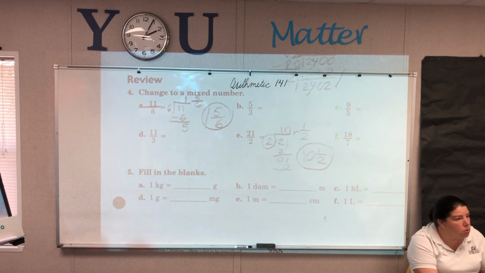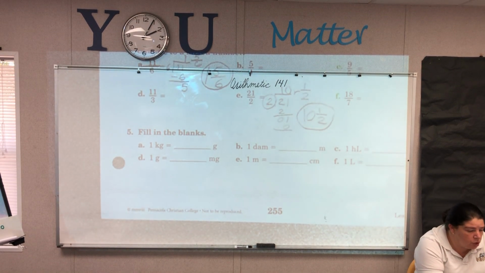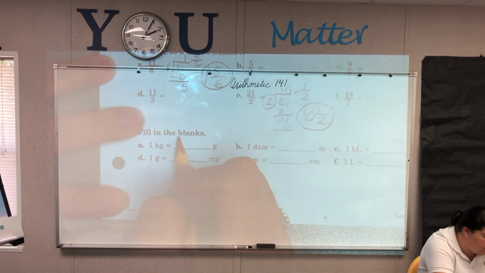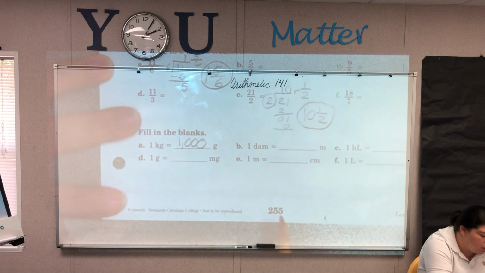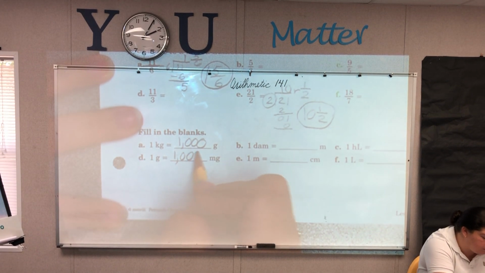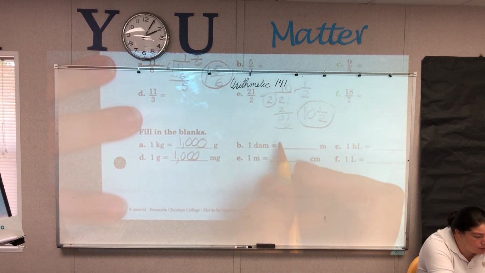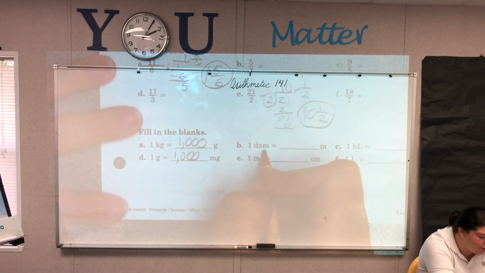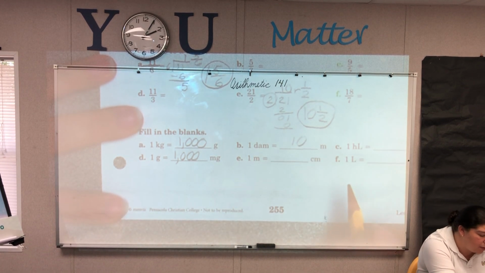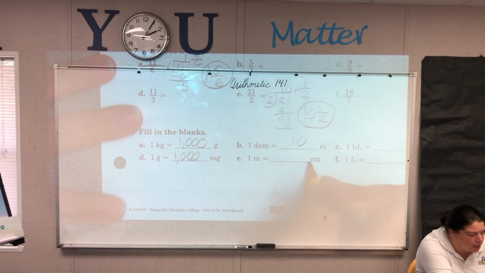Okay? I'm going to go over to part B, fill in the blanks. You should know these by now, but let's make sure. 1 kilogram equals 1,000 grams. 1 gram equals 1,000 milligrams. Decagram equals decameters, not grams. 1 decameter equals 10 meters.